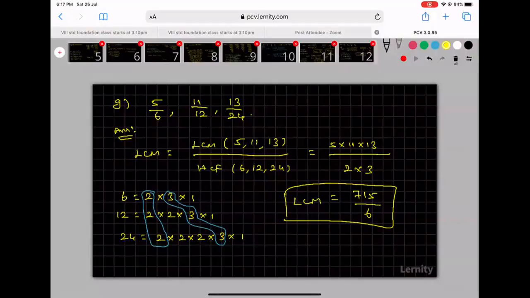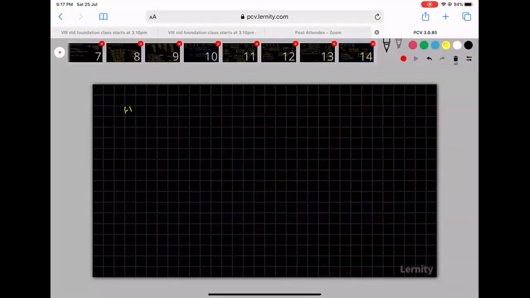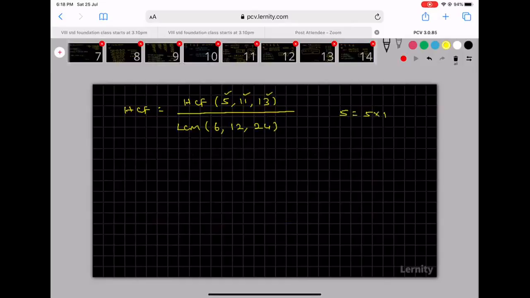Okay, now we are moving to find the HCF. So we want to find the HCF of 5, 11, 13 divided by the LCM of 6, 12, 24. Here all the numbers in the numerator are prime numbers. So 5 is 5 into 1, 11 is 11 into 1, 13 is 13 into 1. The common is 1, so the numerator is 1. But I want to find the LCM.